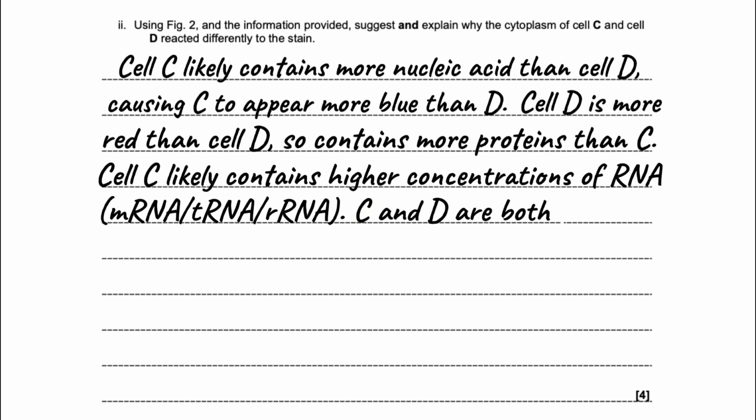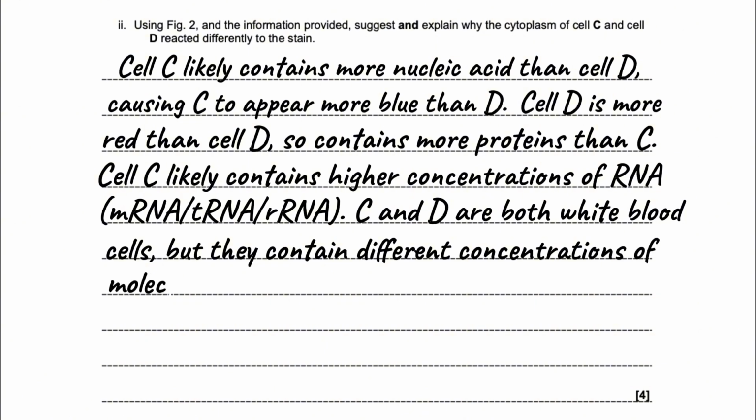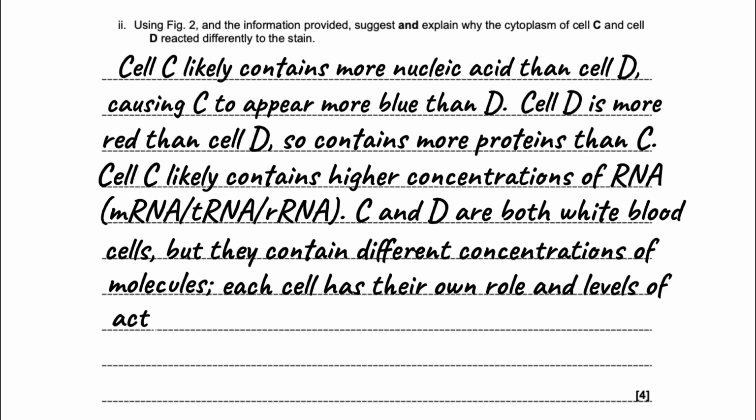C and D are both white blood cells, but they clearly contain different concentrations of different things in the cell, so you should mention the fact that different cells have different roles and different levels of activity. Even though these are both white blood cells, they perform different roles in the body and in the immune system.